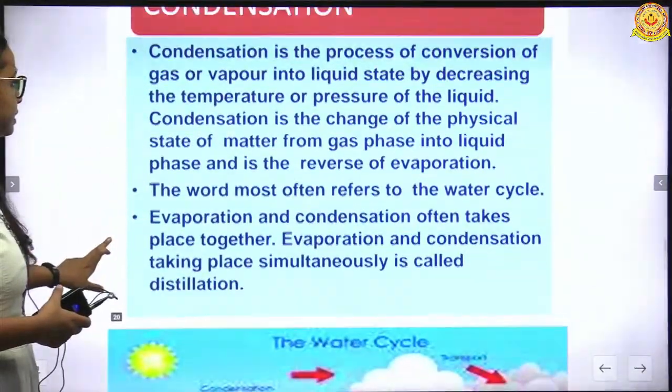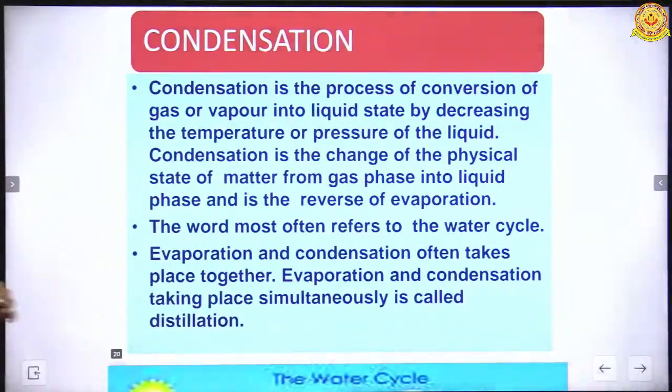Fifth is condensation. Now what is condensation? Condensation is the process of converting gas into liquid, the opposite of evaporation, meaning when you convert steam into water. That process is called condensation, by decreasing the temperature or pressure. Condensation is the change of the physical state of matter from the gas phase into the liquid phase, and is the reverse of evaporation. The word often refers to the water cycle. This is the process of the water cycle.